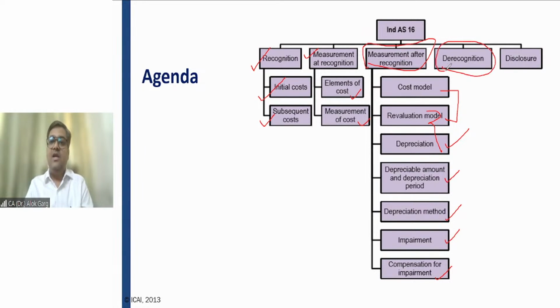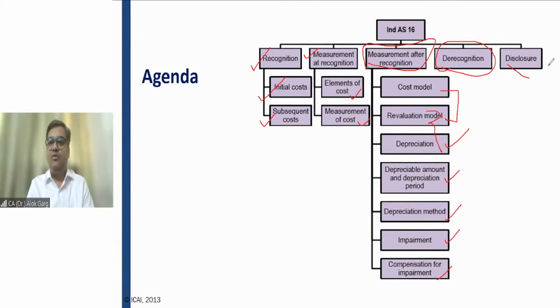Derecognition. Once your future economic benefit is not there from the fixed asset, your car is not able to run, right? Your car has already completed 10 years in case of a diesel car in Delhi, or let's say your car has completed 15 years, probably you will not be able to run this car. So in that case, you have to derecognize it, or you have actually sold your car. You have to derecognize it from your balance sheet.